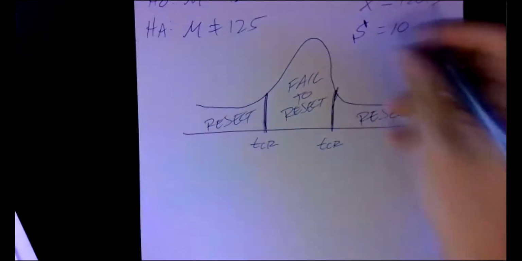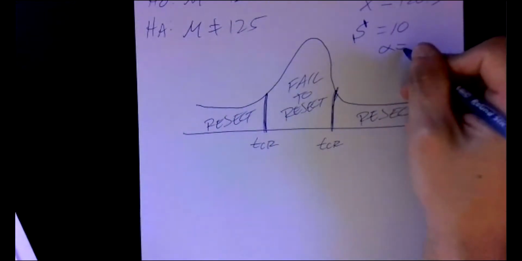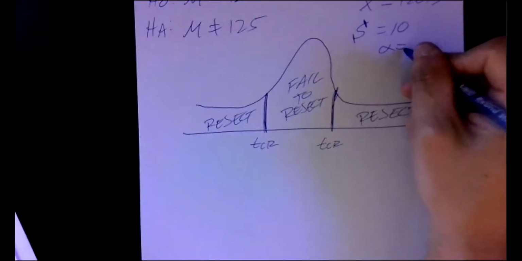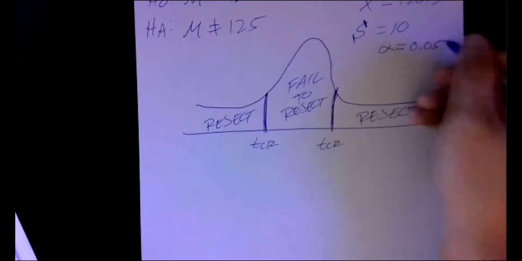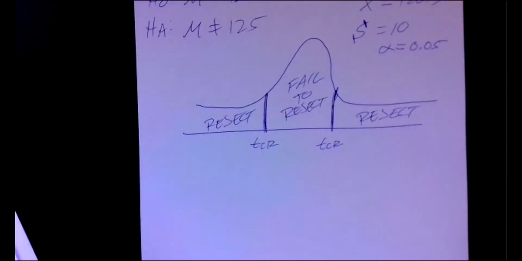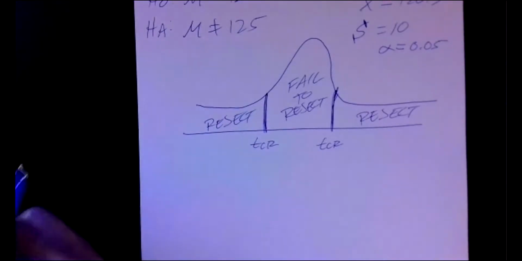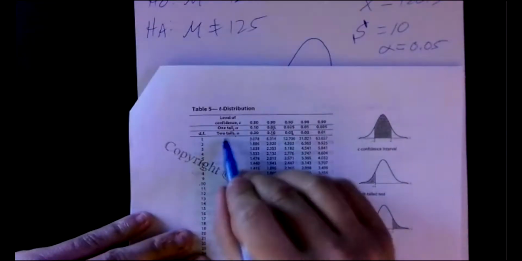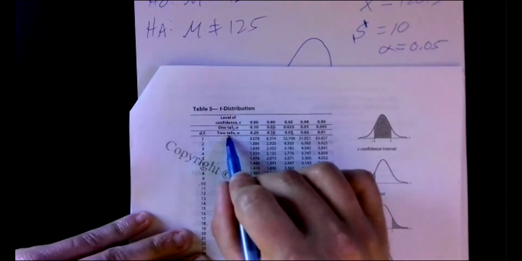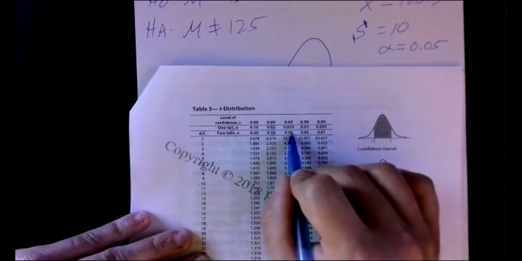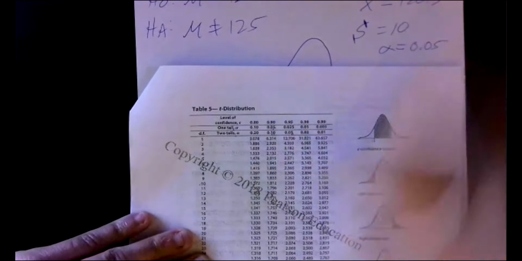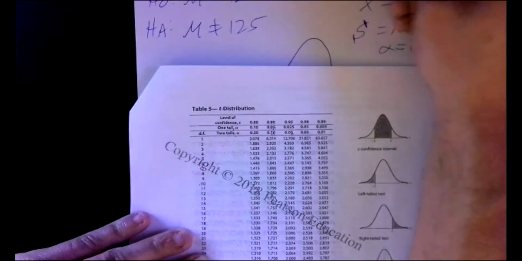The alpha value in this problem is 0.05. So if we go to our table, we're doing two tails. The alpha value is 0.05, so we use the center column. N is 10, therefore degrees of freedom are 9.